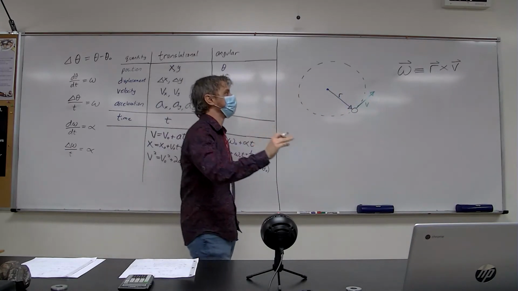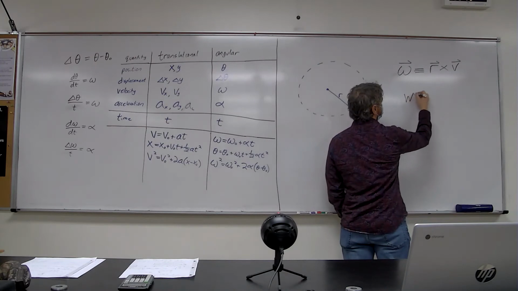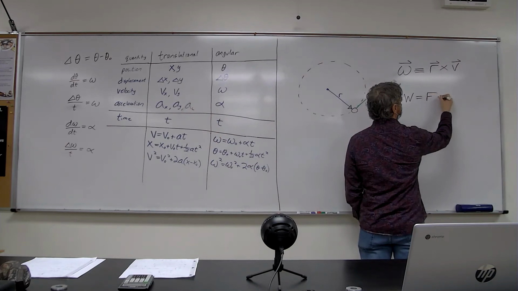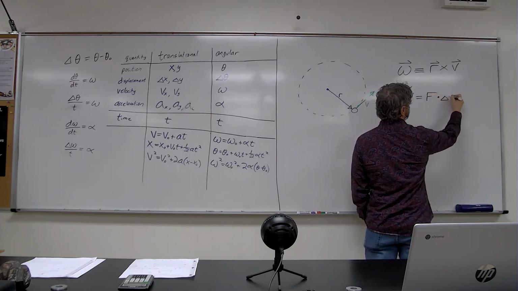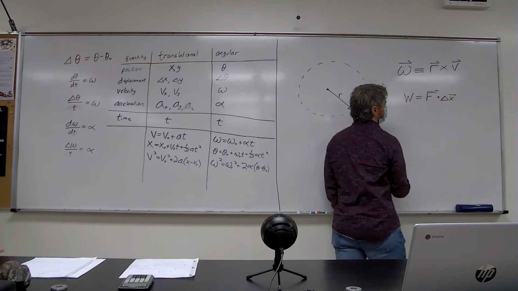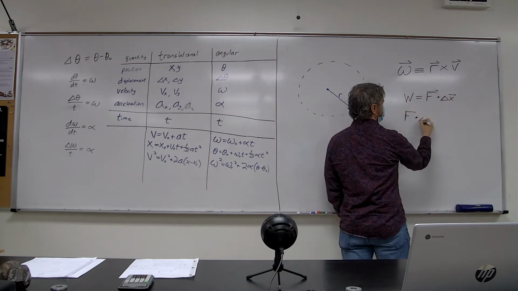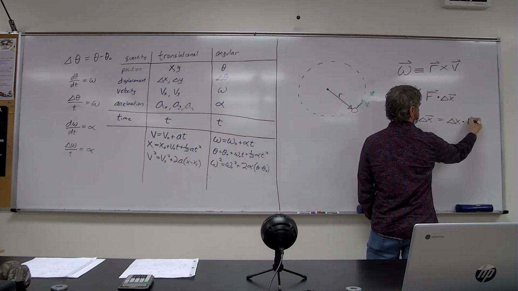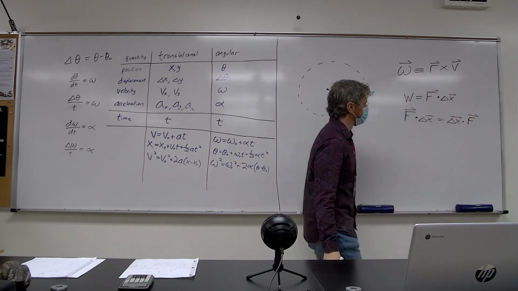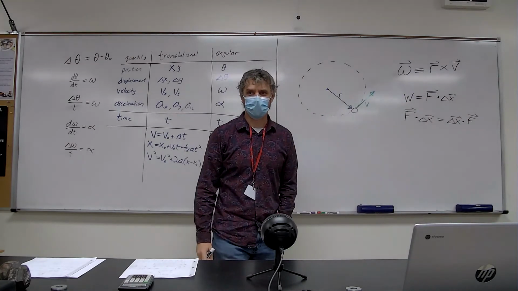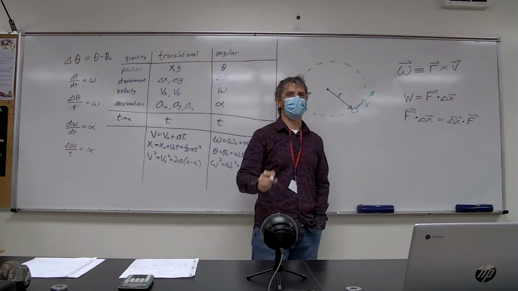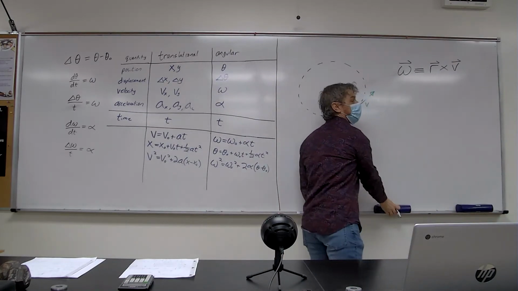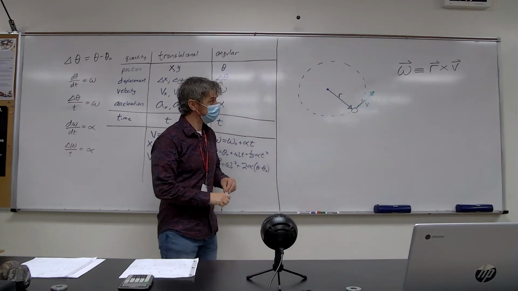Now, just to remind you guys of something, work, say we've got a constant force over a distance, work is F dot delta x. F dot delta x is the same as delta x dot F. You get the same result. That does not apply to the cross product. R cross V is not the same as V cross R. They're related, but they're not the same. Okay. But it's two vectors.